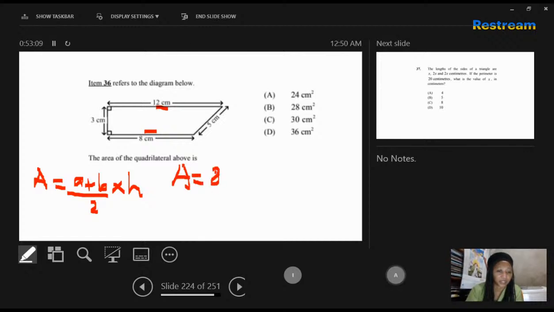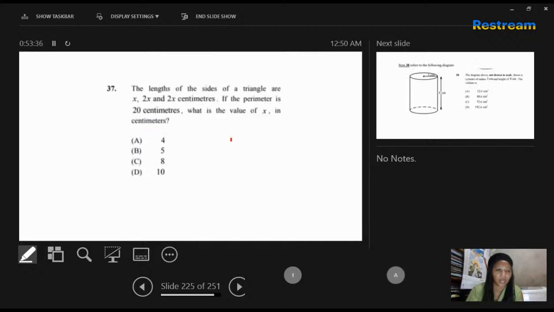12 plus 8, divided by 2. And what's the height? 3 centimeters. Alright, so 8 plus 12 is 20, 20 divided by 2 is 10, times 3. 30 centimeters squared. So the answer is C. Okay. Imani?